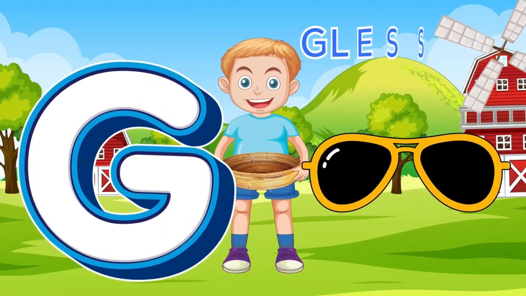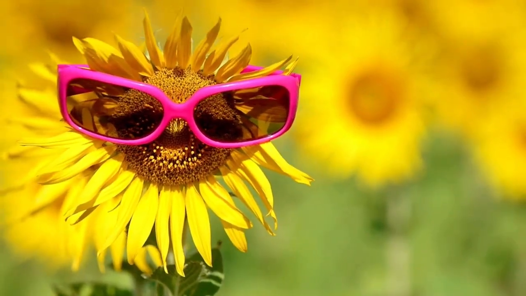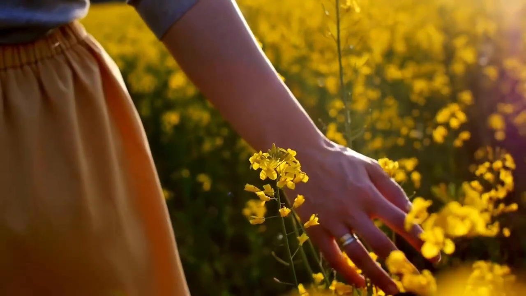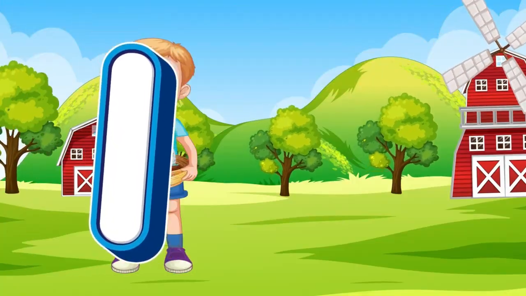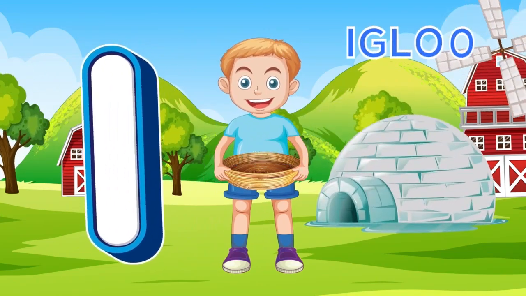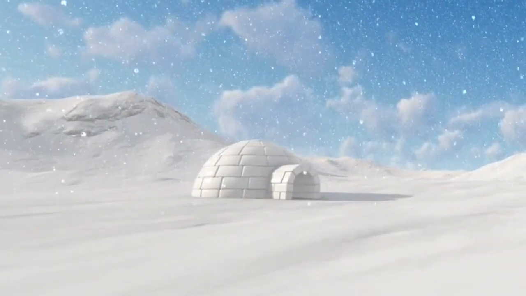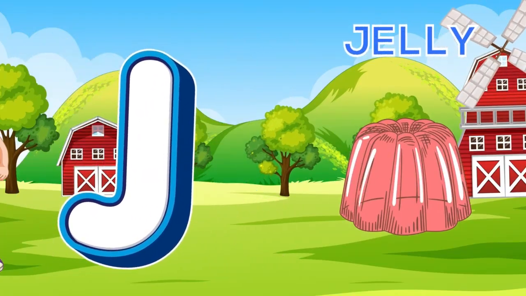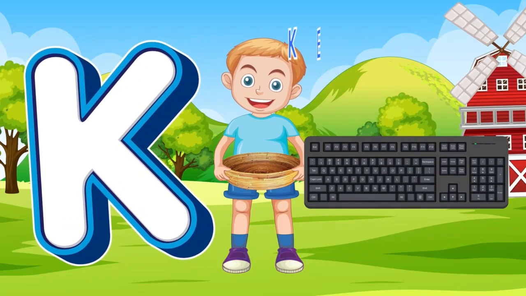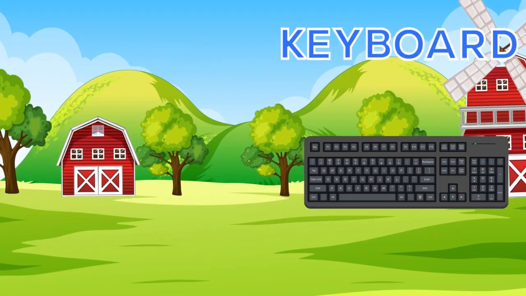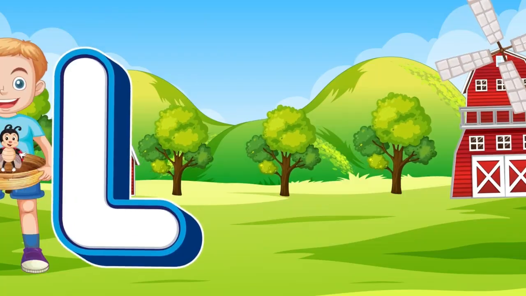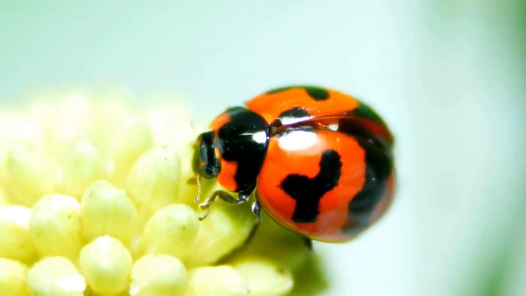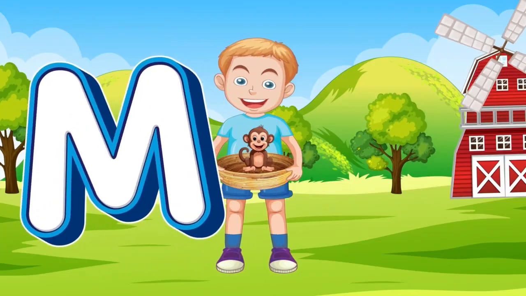G is for glasses. H is for hand. I is for igloo. J is for jelly. K is for keyboard. L is for ladybug. M is for monkey.